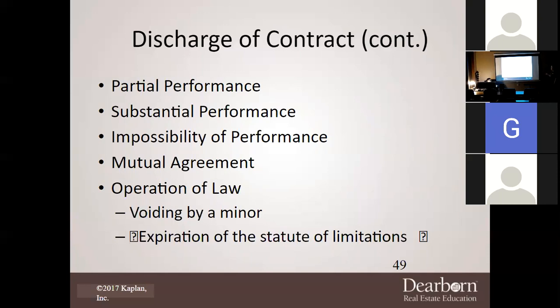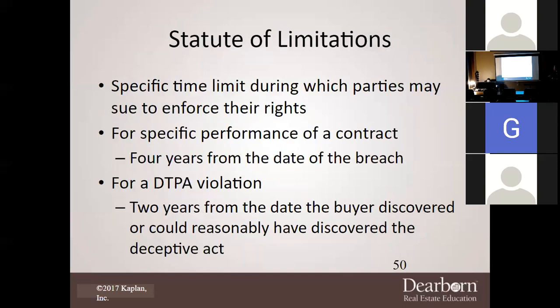There's also the operation of law through voiding by a minor, like we've talked about, or if there's an expiration of the statute of limitations, okay? Now, what exactly is the statute of limitations? Well, it's a specific time limit during which parties may sue to enforce their rights. And in most contracts, it's 4 years. So you have 4 years from the date of the breach to bring a lawsuit. Okay? And that's if you want specific performance to happen. You want them to still sell you the house.